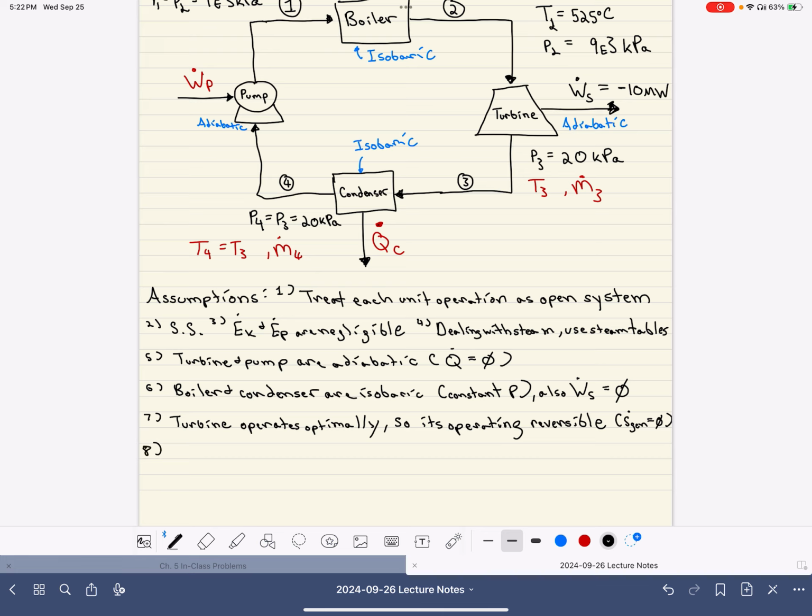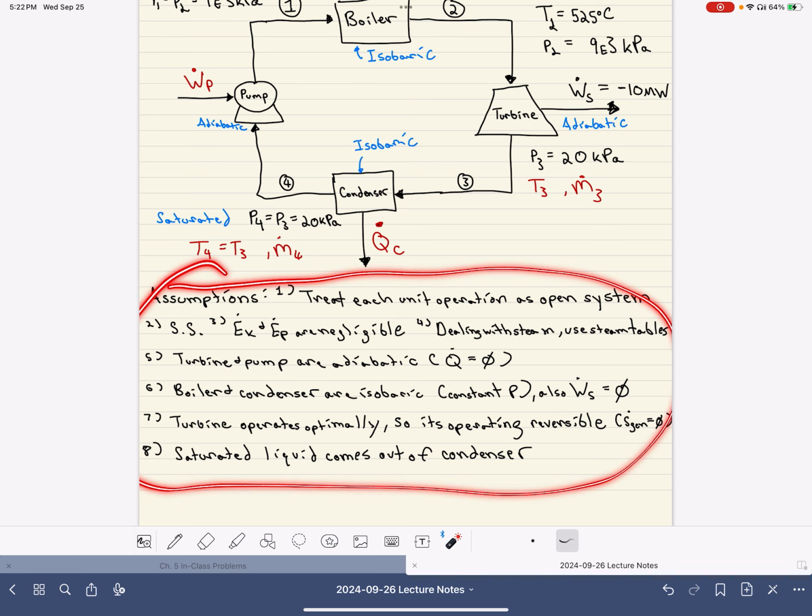The last assumption that's typically made when you're dealing with a condenser is that the outlet stream of the condenser is just going to be a saturated liquid. Okay, so since we know the pressure, we're also going to assume that this stream is saturated. So that gives us two pieces of intensive information, and that will allow us to look up any other property in the steam table. Okay, so those are the assumptions we're going to make in this problem.